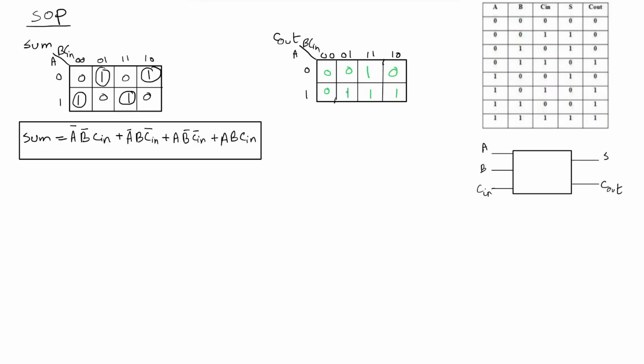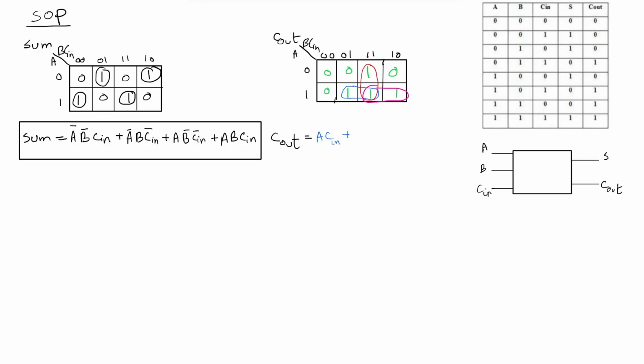For the Cout, we can do some grouping. We have adjacent ones, so we can group these two together, these two together, and these two together. Let's use another color. Now we can write the Boolean expression for the Cout. From the blue group, A is 1, so this is A. And from here to here, Cin is not changing and it's 1, so this is Cin, plus.